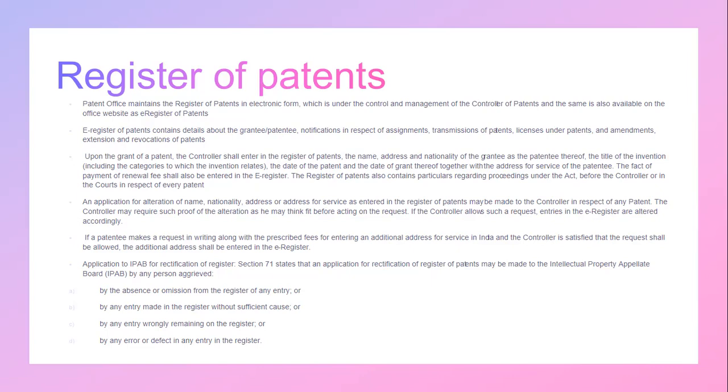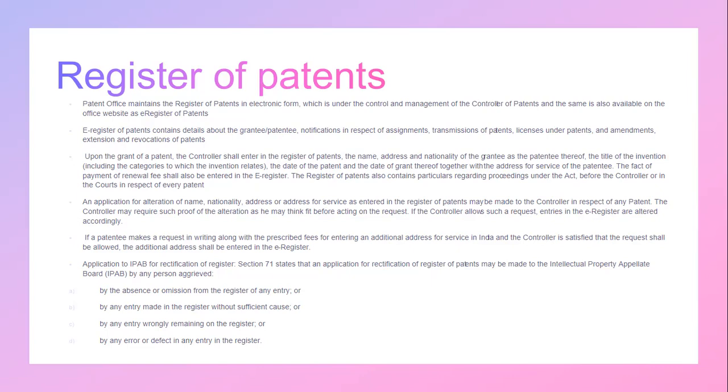For example, mostly it happens that your name is entered wrongly. There is a spelling mistake in your name. So section 71 states that in that case, you can make an application for rectification of register of patents to the IPAB by any person who's aggrieved. So you can make that application to IPAB.